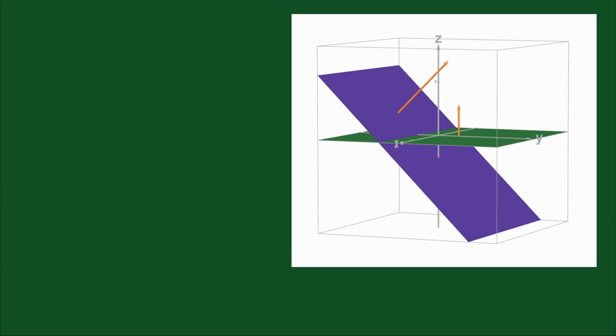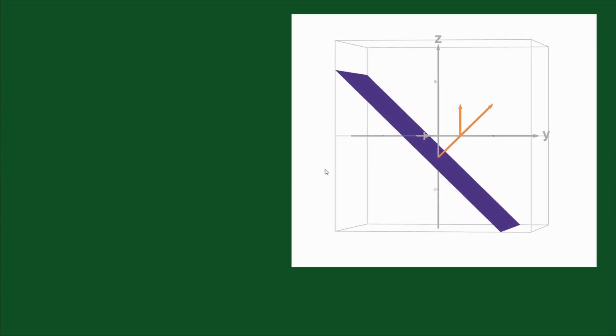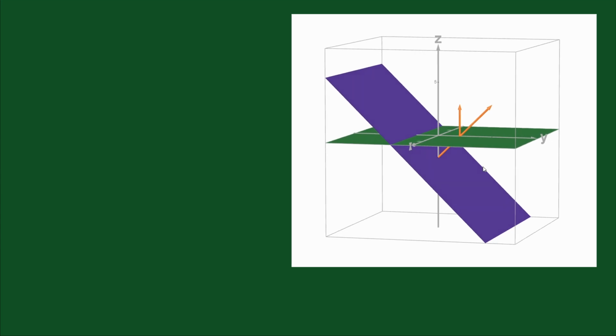What I mean by that is if you have a normal vector to the green plane here and a normal vector to the purple plane here, and you move this normal vector down here so that it intersects the other normal vector, then the angle between these two vectors will be exactly the same as the angle between these two planes. So all we have to do is figure out what the normal vectors are, right? And to do that, all you need are the equations of the planes.